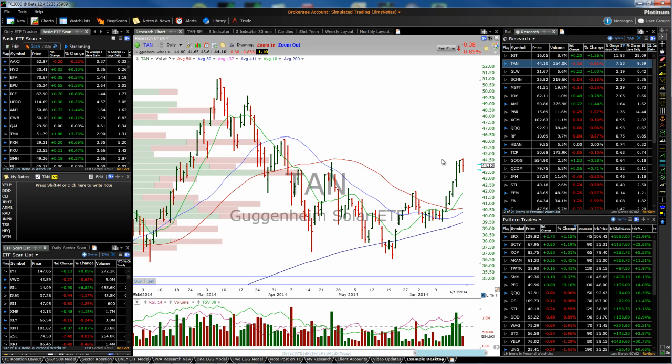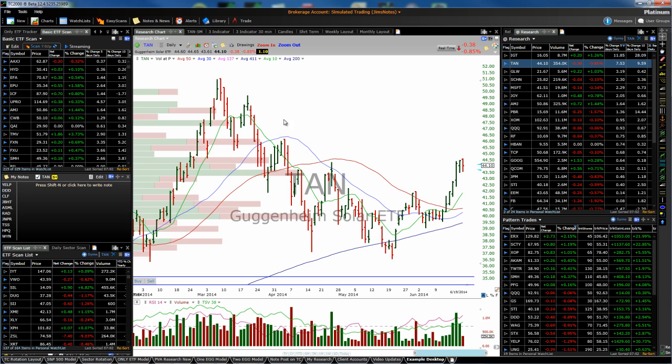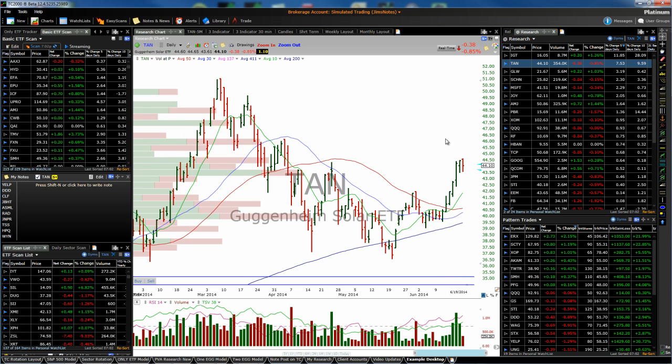In TAN, we were looking for a continuation breakout. Here you broke the downtrend, you tested it, you broke higher. TAN is actually the one that we took on Monday, and we still hold that today, but I'm still looking for this as a continuation above the 44.40 level, which would take it back up to 46.30. So it does two things.